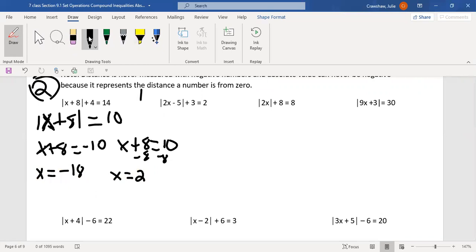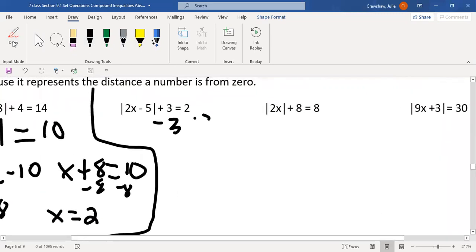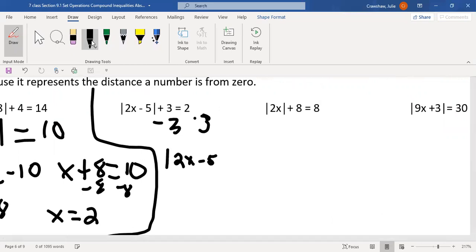Then on to my next equation. I'm going to subtract 3 from both sides, and I'm going to get a negative number. I'm going to have the absolute value of 2x minus 5 equals a negative 1. Because by definition, absolute value bars cannot equal a negative number, I don't have to do anything else. I just simply say no solution.